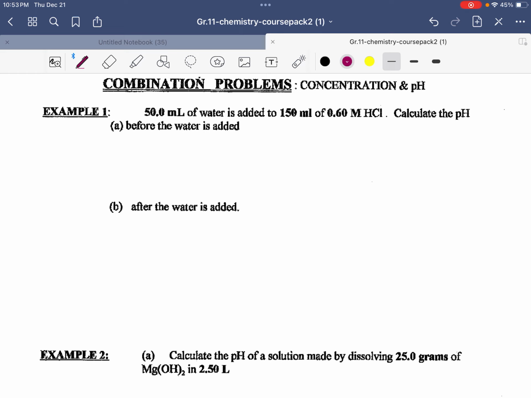So example 1, you have 50 milliliter of water is added to 150 milliliter of 0.6 molarity of HCl. Now that's an acid. Calculate the pH. A, before water is added. B, after water is added.